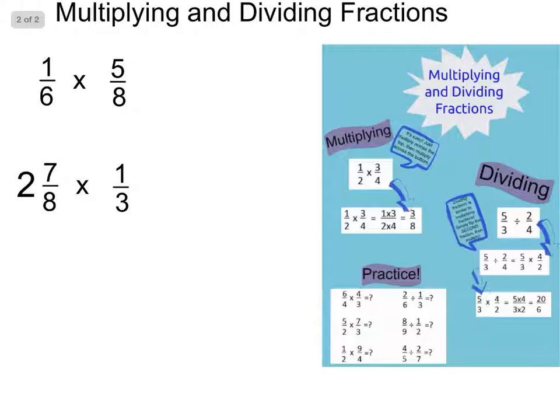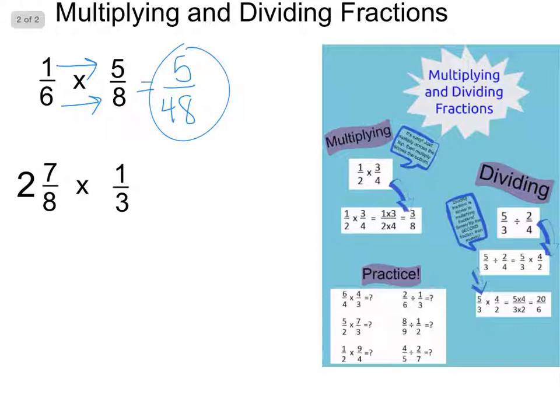To multiply fractions, we simply multiply straight across. Numerator times numerator, denominator times denominator. So 1 times 5 is 5, 6 times 8 is 48. That's in lowest terms because 5 and 48 have no common factors.